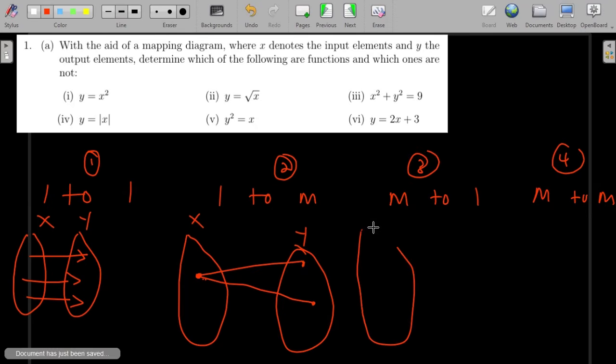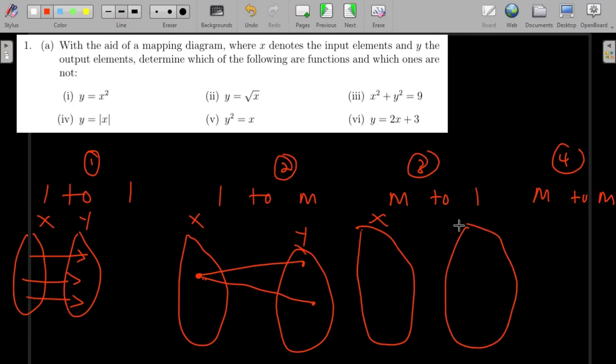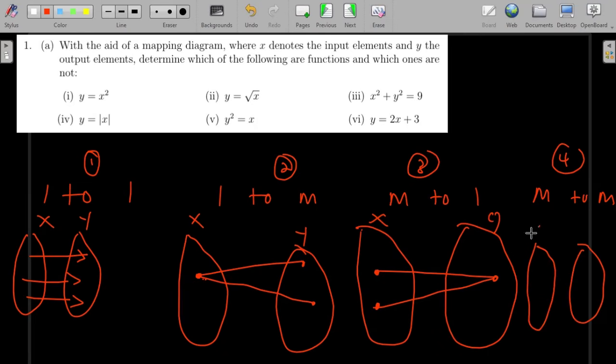And then we also have a many-to-one. Many-to-one will just be like the opposite of this. So I have 2 elements maybe here that have been mapped to the same element like that. We're going to say this here is a many-to-one. And then the many-to-many, I'm sure you can guess what it's going to look like. So we have maybe 2 mapping to 1.